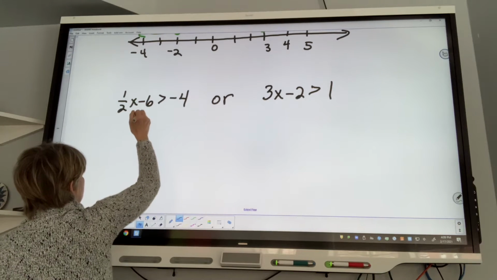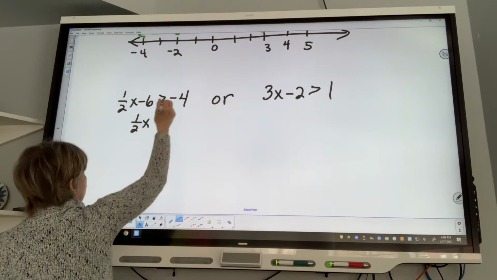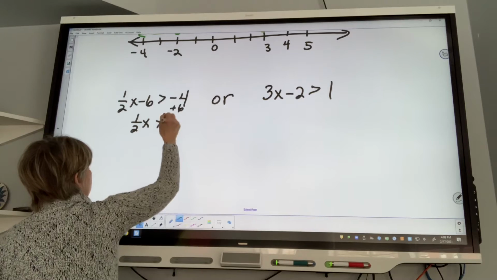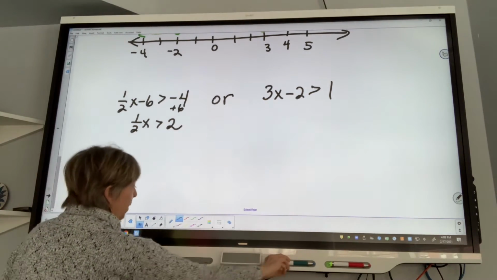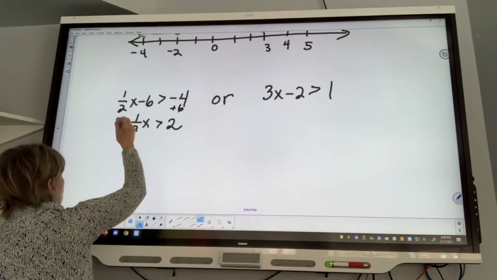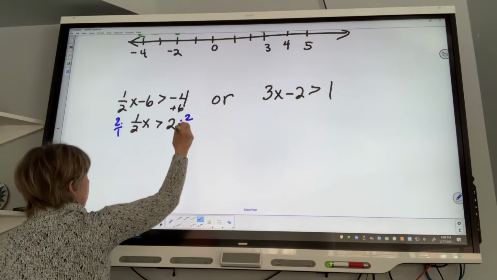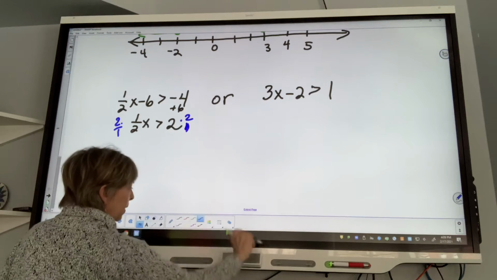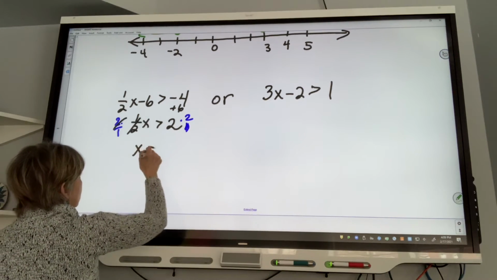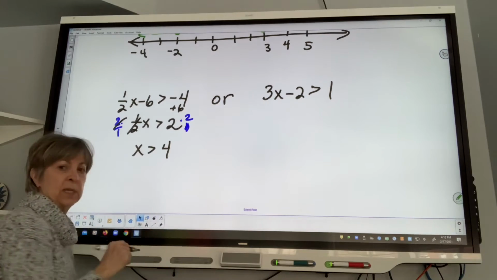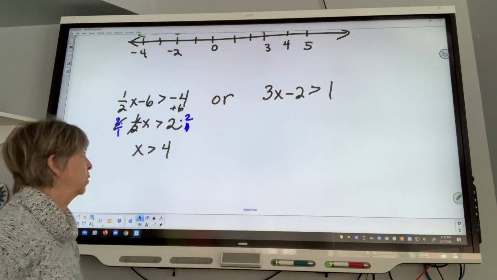So I'm going to add 6 to both sides. So that's going to be 2. Then I've got to multiply both sides by 2 over 1. Whoops, 2 over 1. And I'm going to get, those are going to cancel, and I'm going to get x is greater than 4. I don't reverse it because I multiplied by positive 2, not negative 2.